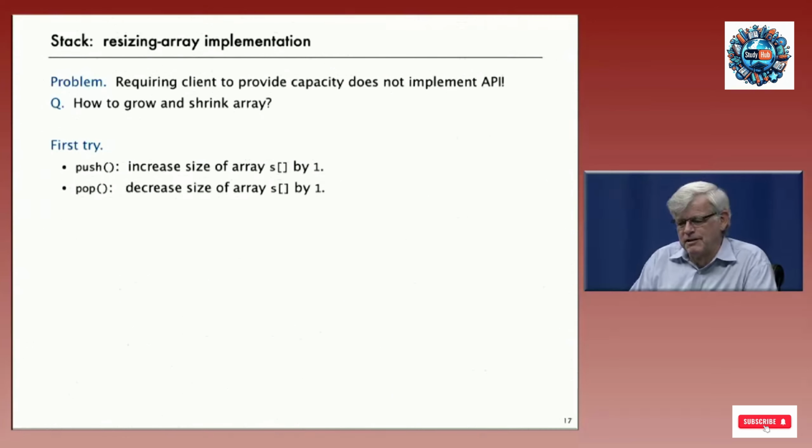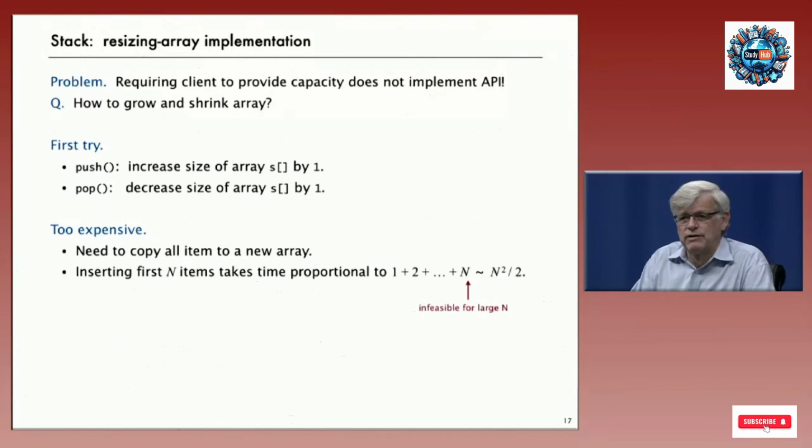Well, first thing you might think of is when the client pushes the new item onto the stack, increase the size of the array by 1, and when it pops, decrease the size of the array by 1. That's easy to code up, but not worth it because it's much too expensive to do that. The reason is that you have to create a new array, size 1 bigger, and copy all the items to that new array. So inserting the first n items would take time proportional.